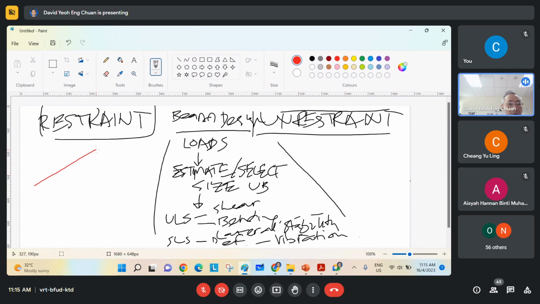Okay, now what is then restrained and unrestrained beam? If I draw here, the red ones are, well, let's call them the beams, okay? And the green one is the column. Okay, the green one is the column. So what we have here now is we have a panel. That's a panel.